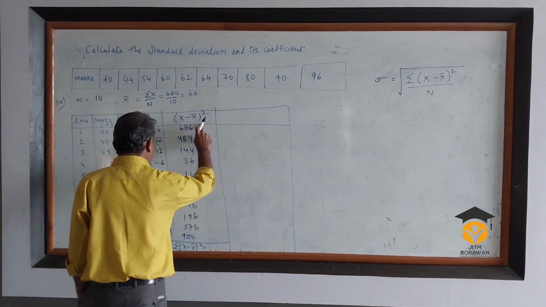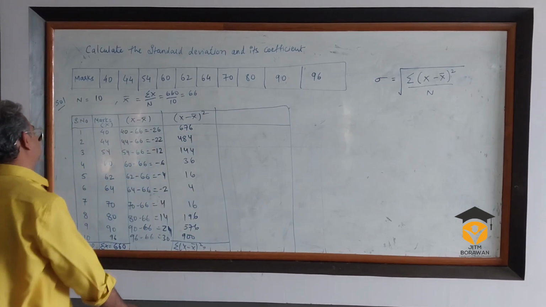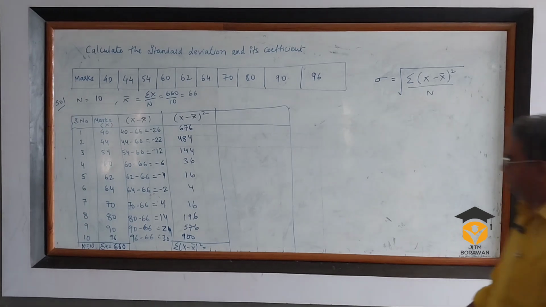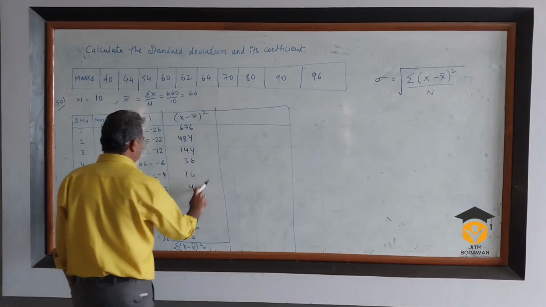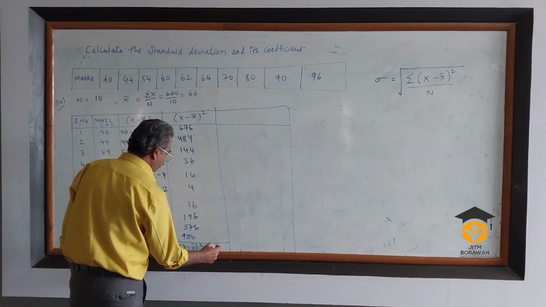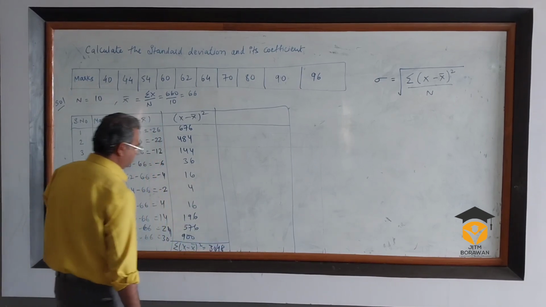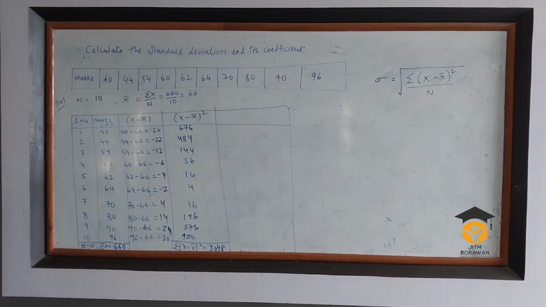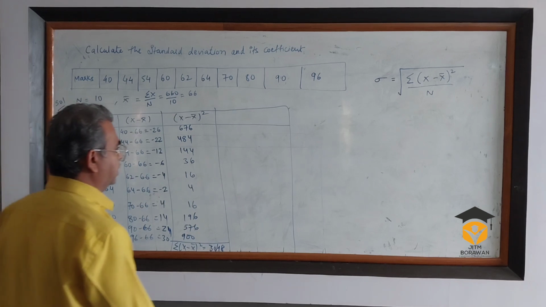If I add all these values of (x minus x bar) whole square, you can write summation (x minus x bar) whole square. So finally I have the value of summation (x minus x bar) whole square, that is 3048. I am adding all these values, then I got 3048. This is the value which I got.